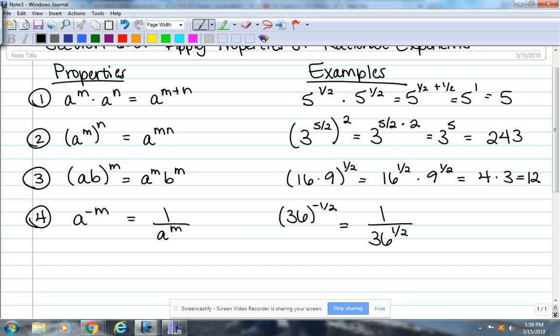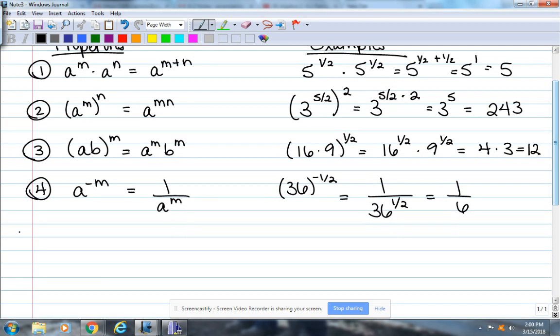What is 36 to the 1/2 power? It's the same thing as the square root, right? So the square root of 36 is 6, so that's 1 over 6. Does that make sense? So negative exponents go to the other part of the fraction, and 1/2 means square root. Next property, dividing with the same base. What's the exponent rule for if I divide two things with the same base?